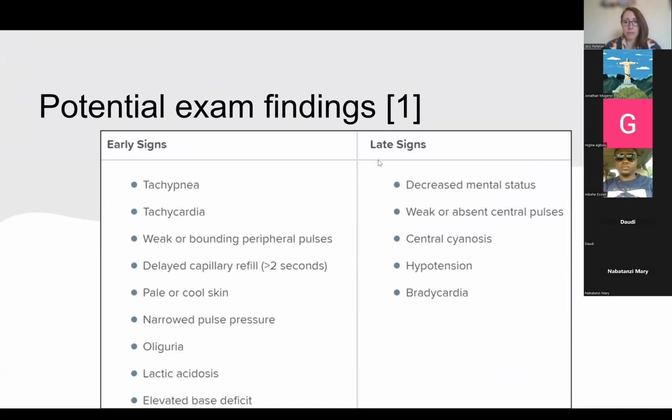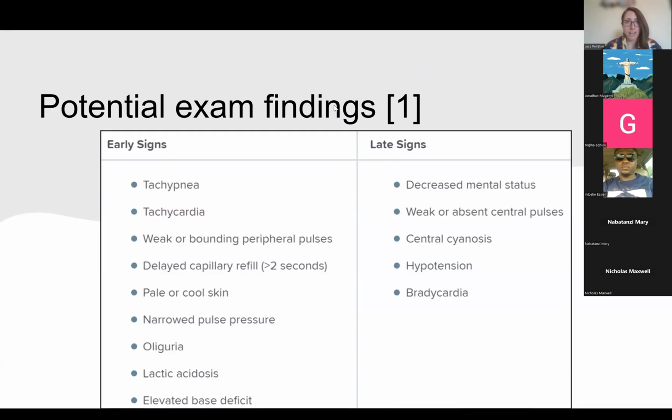So things like decreased mental status or cyanosis. If someone's hypotensive, then it's a little more obvious, if they're tachycardic, those sort of things. So basically vital sign derangements. But early signs that you may also see can be things like oliguria, so making less urine than usual, or if you have weak or bounding peripheral pulses. I think capillary refill is a very important one because it's so easy for us to recognize and it's so easy to do, but I think we forget to do it a lot of the time.